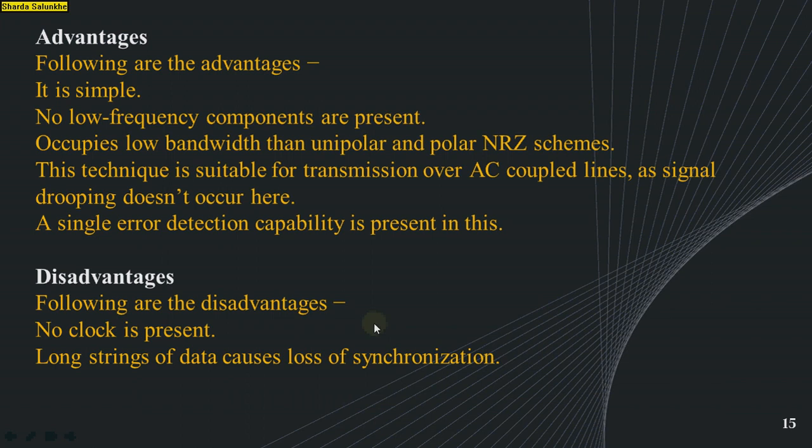Advantages: it is a simple one. No low frequency components are present. It occupies low bandwidth compared to unipolar and polar schemes. This technique is suitable for transmission over AC coupled lines, as signal dropping doesn't occur here. A single error detection capability is present in these line codes. The disadvantage is that no clock is present, and a long string of data causes loss of synchronization.